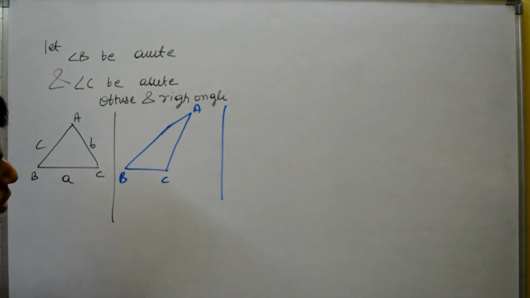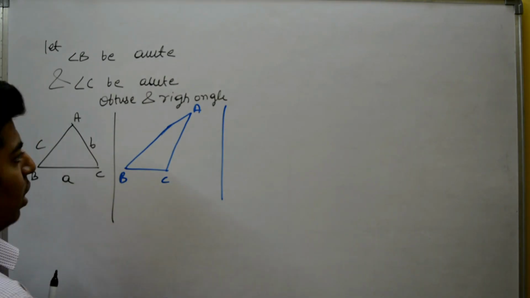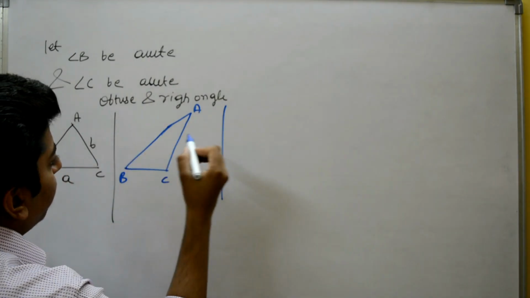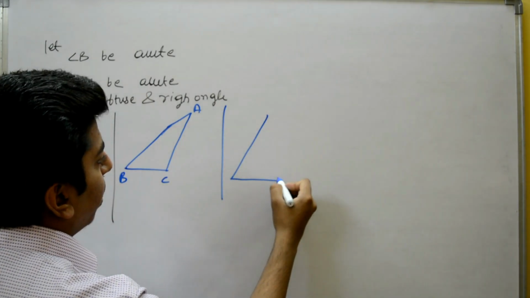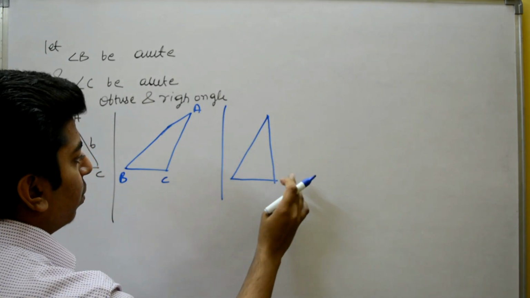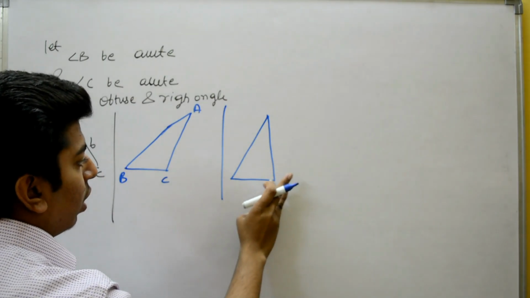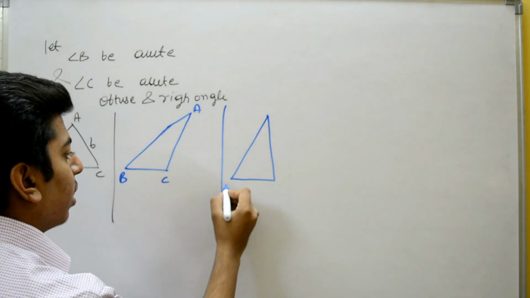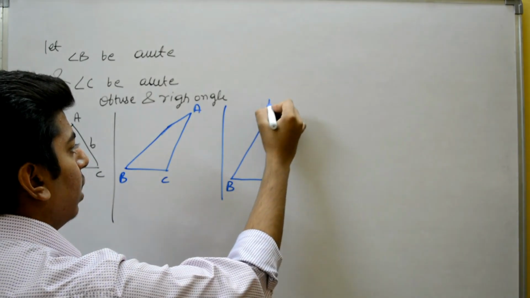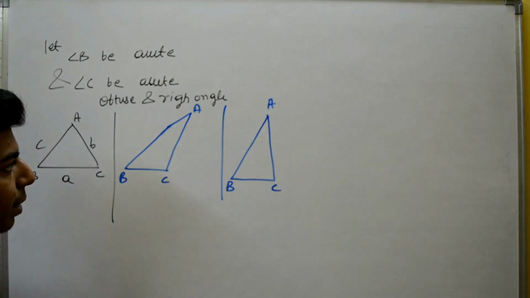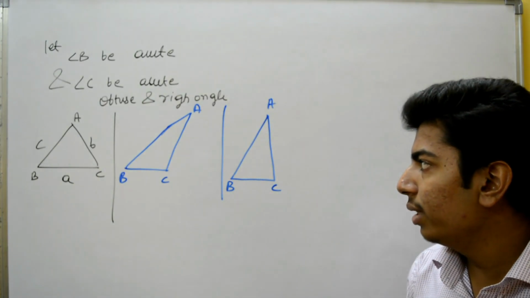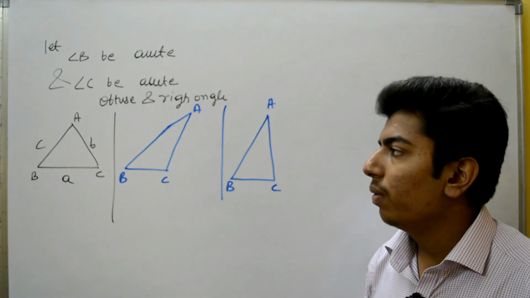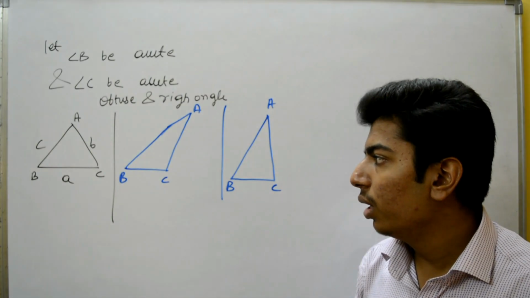Okay, so now angle B is acute, but angle C is obtuse. Sorry, not obtuse, it is a right angle, BCA. Okay, so these are all three diagrams for the sine rule.